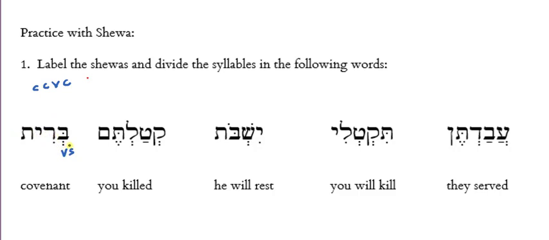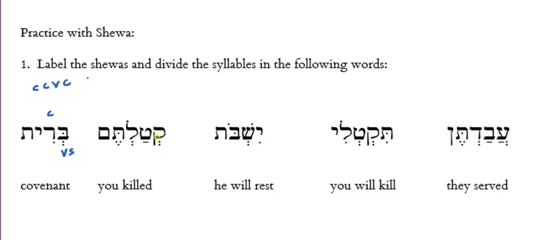How many vowels do I have if I'm not treating vocal Shiva as a vowel? I only have one vowel, kirik, yod. So I can't split the atom here. This is undividable and it's one syllable. Okay? So is it open or closed? It is closed because the one vowel that I have has a consonant at the end of it. Okay? So barith, barith. This is the word for covenant.